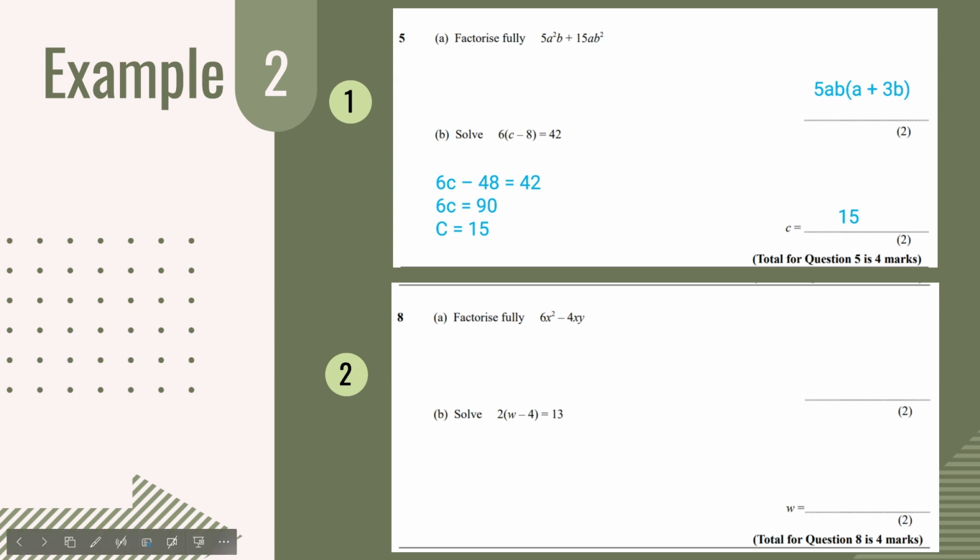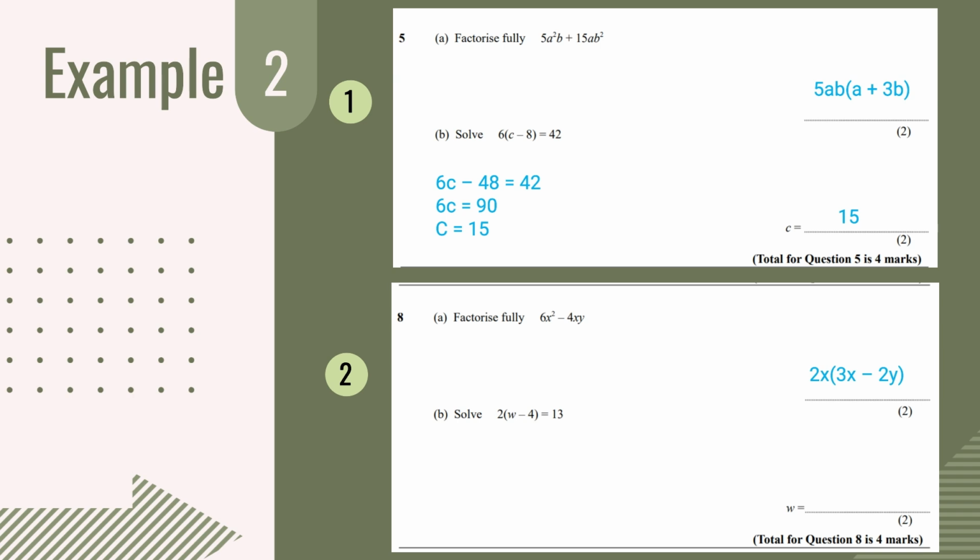Part A of the second question says factorise fully 6x squared minus 4xy. As we can see, our highest common factor of these two terms is 2x, so we put that outside the bracket. So our final answer would be 2x bracket 3x minus 2y.